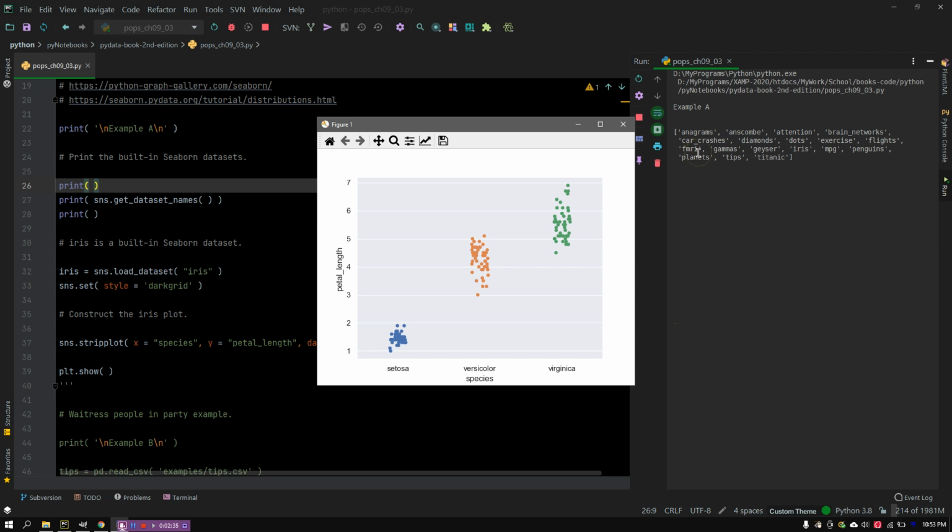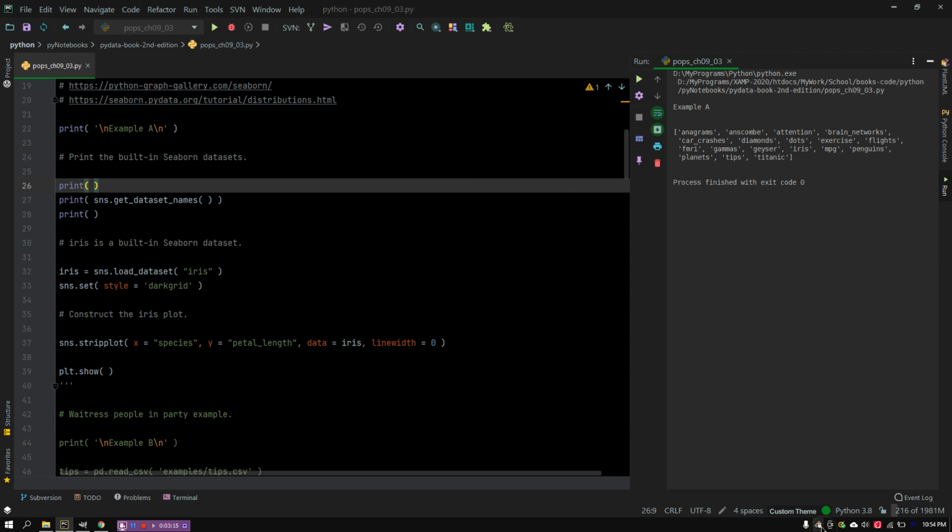Okay, so here we have the list of test datasets that Seaborn has. We're using Iris, and later on we're going to use penguins. Here we see the strip plot of scatter dots. The dark grid gives us the background there. And we have the petal length. Moving on.